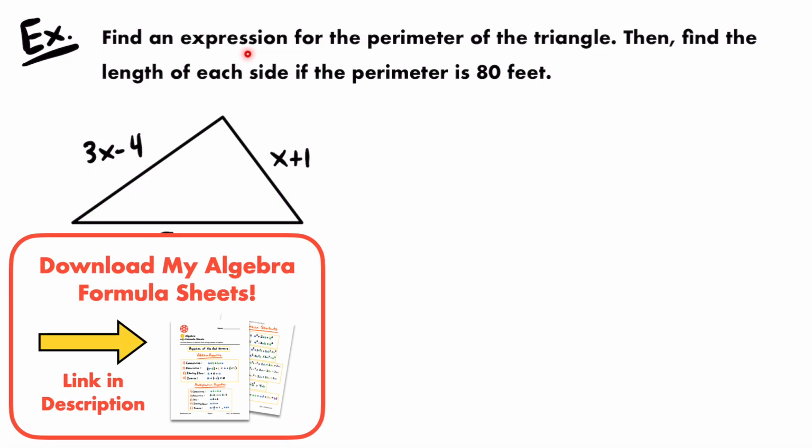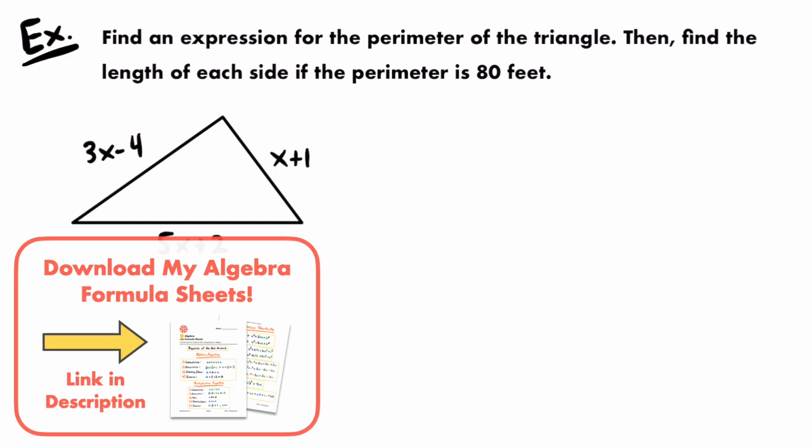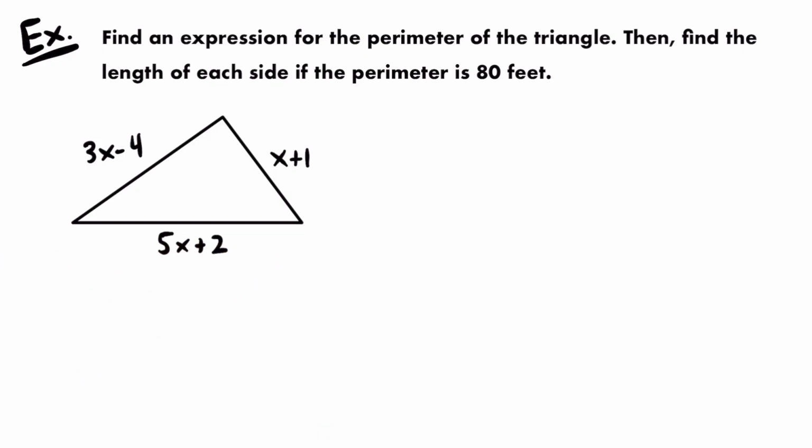To find an expression for the perimeter of this triangle, you have to remember how to calculate the perimeter of a shape. And remember that the perimeter of any shape, not just a triangle, but any shape, is the measure of distance around the shape. So in this case, the perimeter of this triangle would be the sum of the measure of these three sides. So the perimeter P would be equal to adding these three sides together.